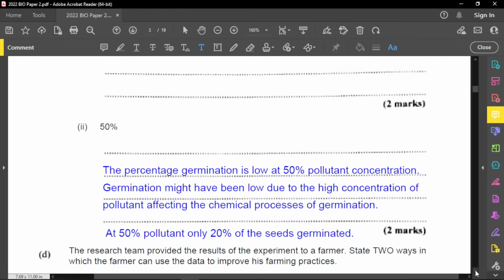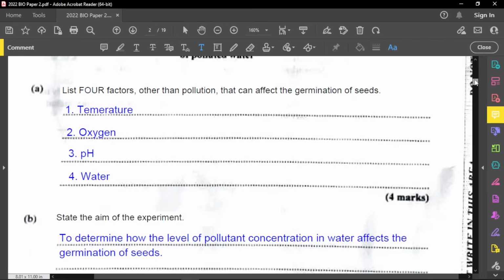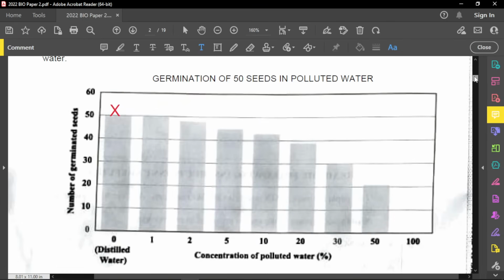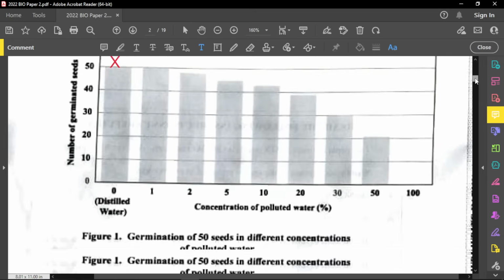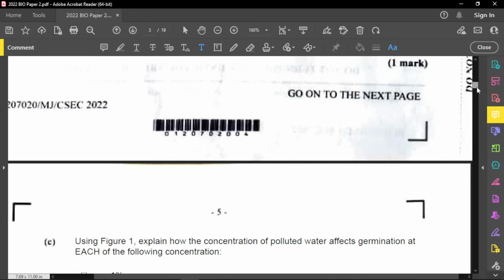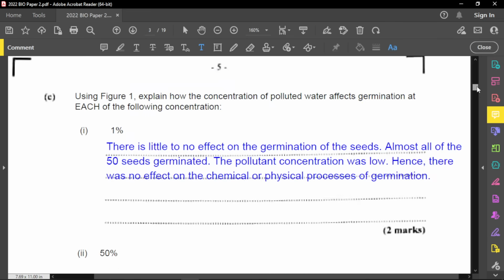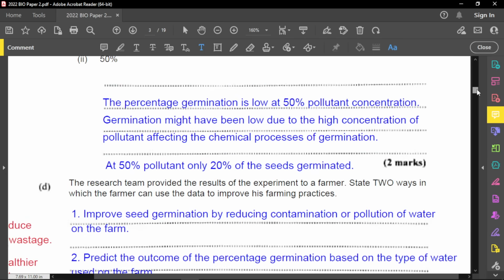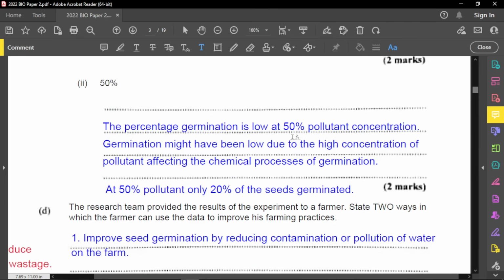All right, let's jump into the 50%. For the 50%, let's go back for one quick view of the graph to show you, so you at least will see why the answers are that. So at 50%, if you notice it, it's about 20 seeds that were germinated. All right, so this will be the answer now. And this will be the answer here at 50%. Right, so at 50%, the germination is low.